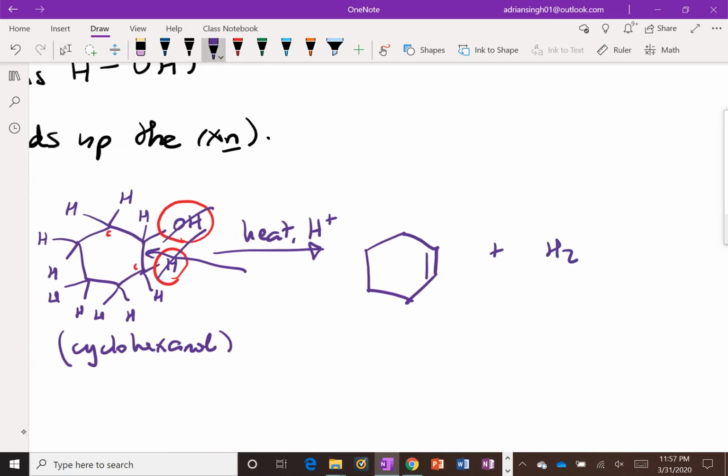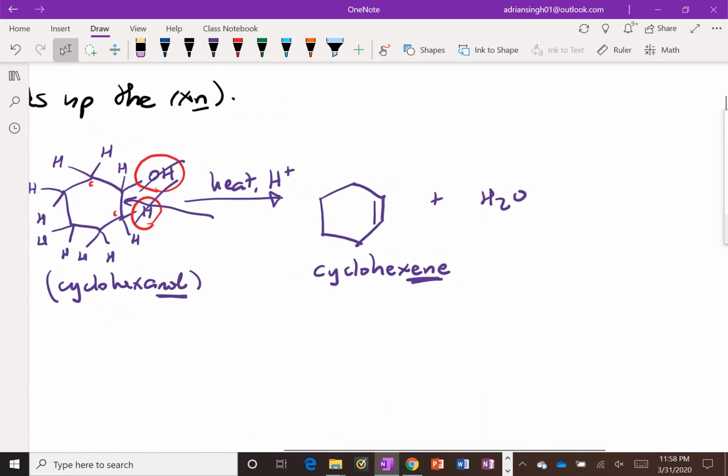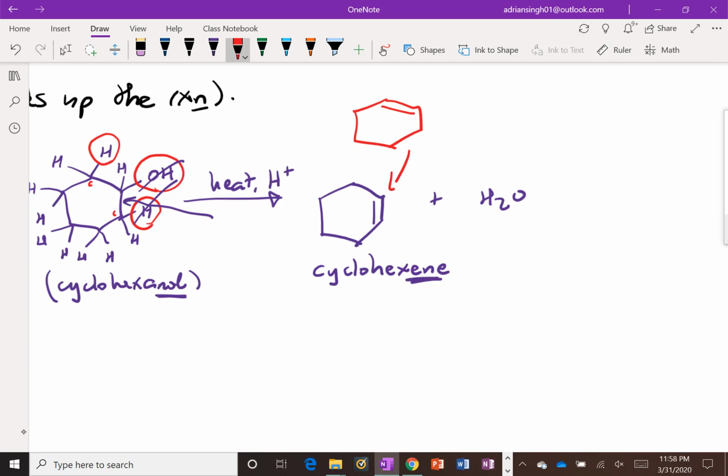And we lose our H2O as the byproduct, right? That's a dehydration reaction. Our main product in question would be our cyclohexene. So we end up making an alkene when we dehydrate an alcohol, right? I could have just as easily lost the H from the carbon above, in which case my structure would look like that. Well, these two things are actually the same. All right, so it doesn't matter where you lose that H from.